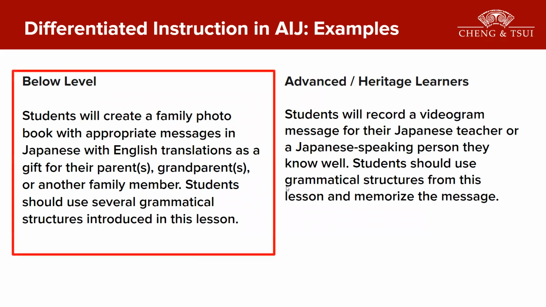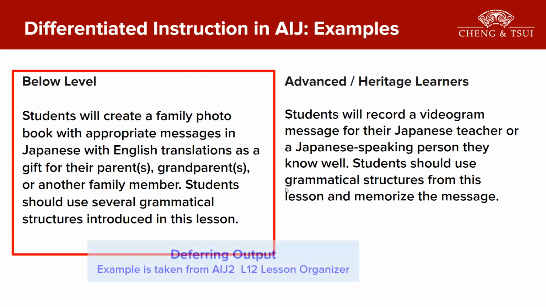For below-level learners, these are suggestions we offer to you in the lesson organizers. We ask the students to create a photo book for their family with both Japanese and English translation. This is an example of deferring output, which allows students to use both Japanese and English translations. The example is taken from AIJ Level 2, Lesson 12, Lesson Organizer.